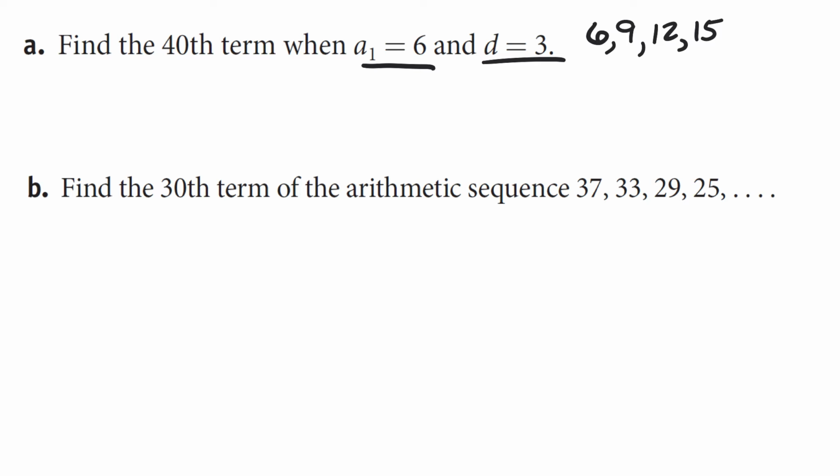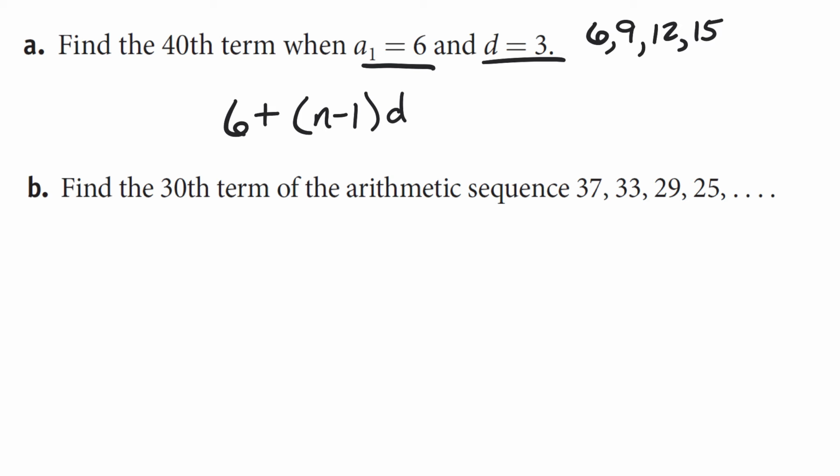All right. So instead, what we're going to do is use the formula that we just saw on the last screen, which is the first term in the sequence, A sub 1. And then we are going to add it to the number in the sequence that we're looking for. In this case, that would be 40 times the common difference.